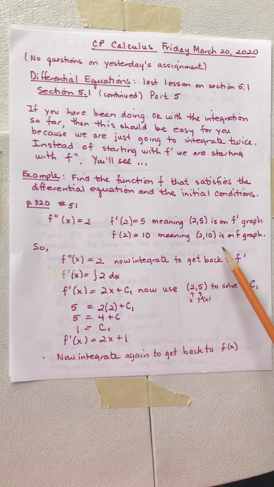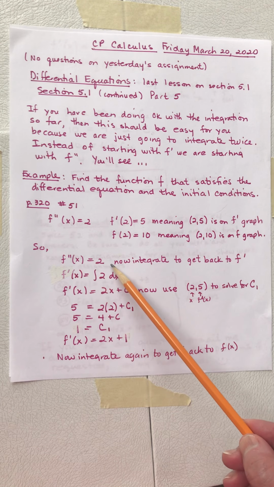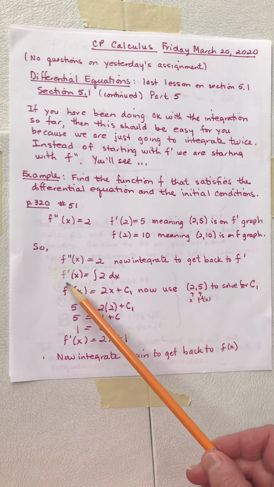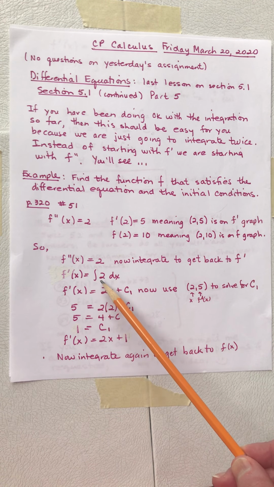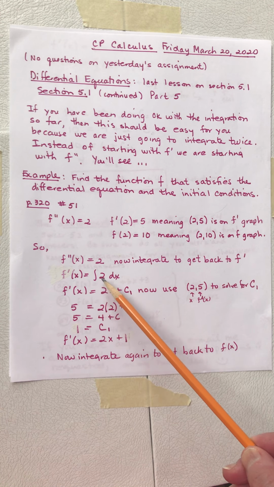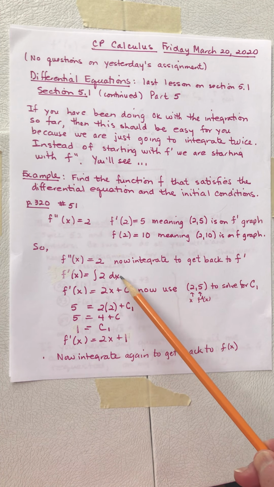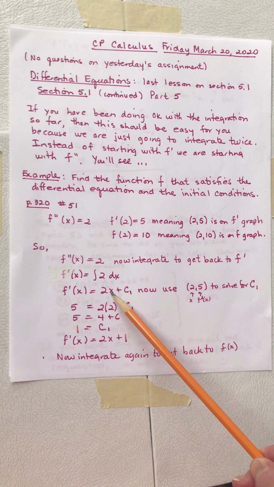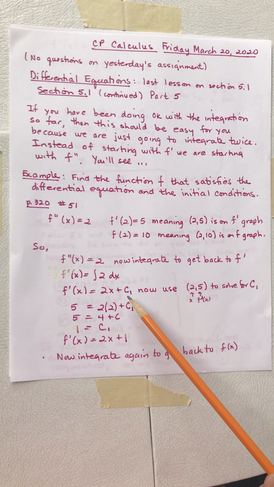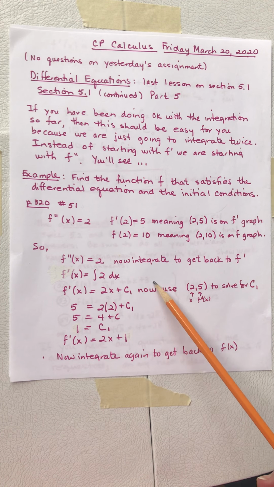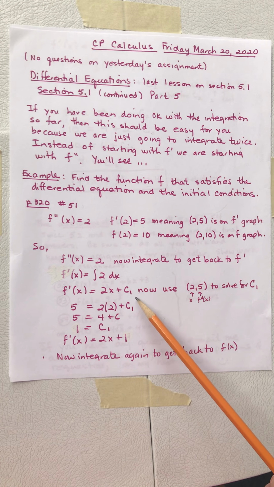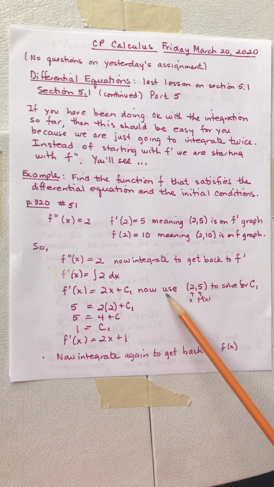So here we go. We start with f double prime of x equals 2. Now we're going to integrate that to get back to f prime. So f prime of x is equal to the integral of 2 dx. I hope you recall that the integral of a constant with respect to x is just 2x. And then we throw in a plus c. But because we're going to do this twice, we're going to call the first c that we put in here c sub 1.